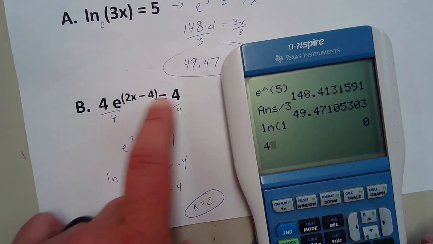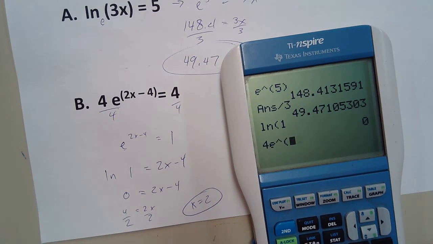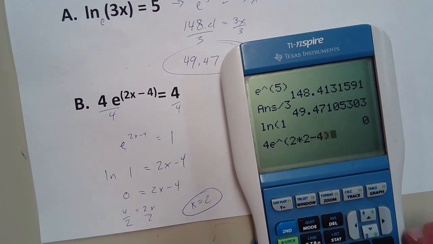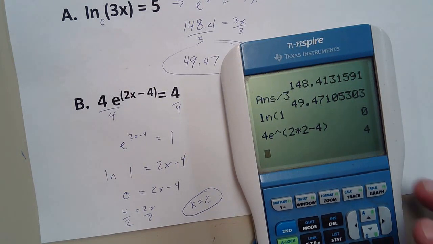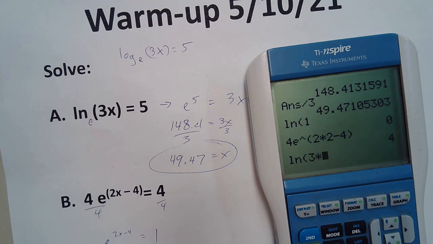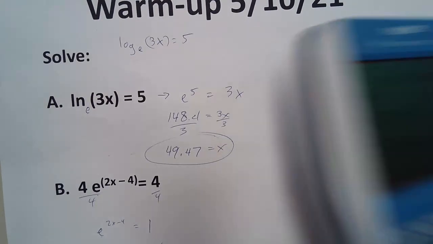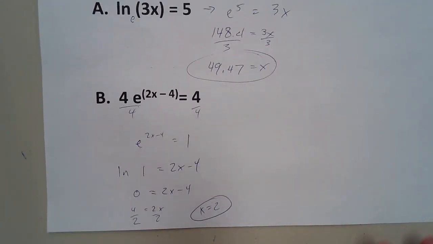So if we just type this in, let's see if it equals 4. So 4e to the 2 times 2 minus 4. And it does, in fact, equal 4. And if we want to check this one up here, natural log of 3 times, and this one we rounded, so it's going to be off by a little, but it should be basically 5. And it is. So keep that kind of stuff in mind. If you know you can check your answer, you'd be silly not to.